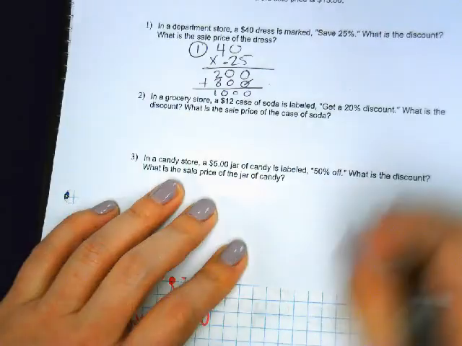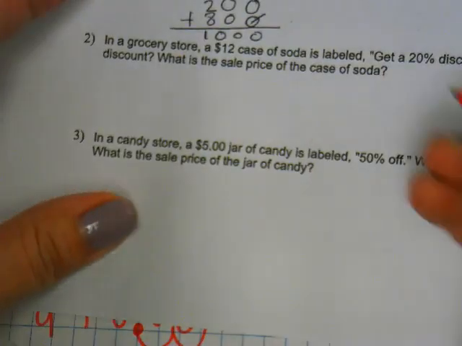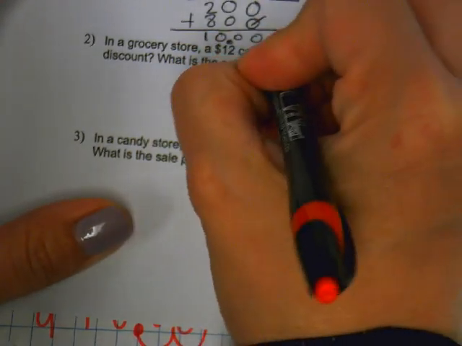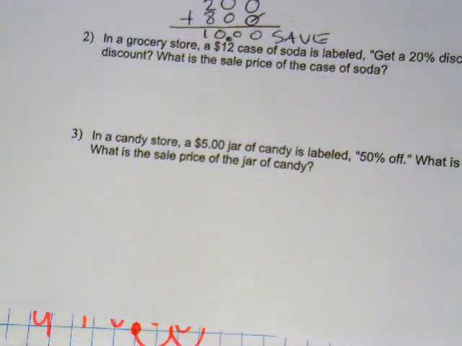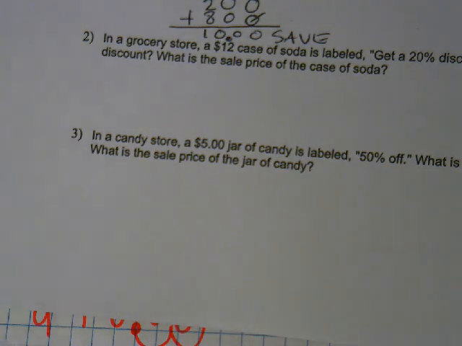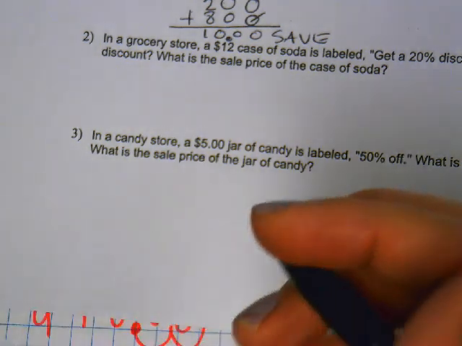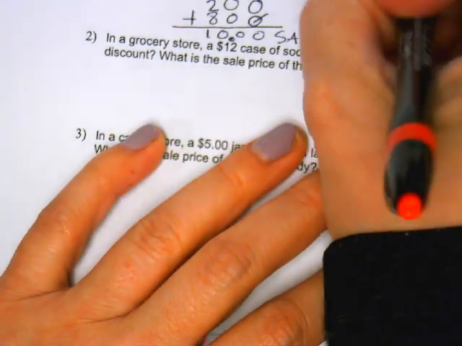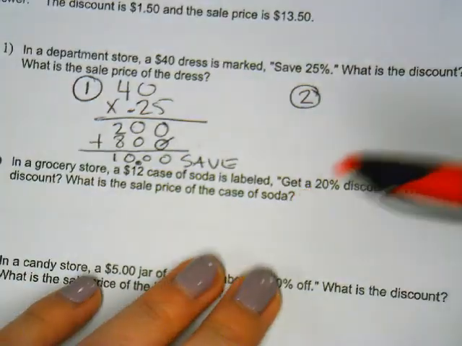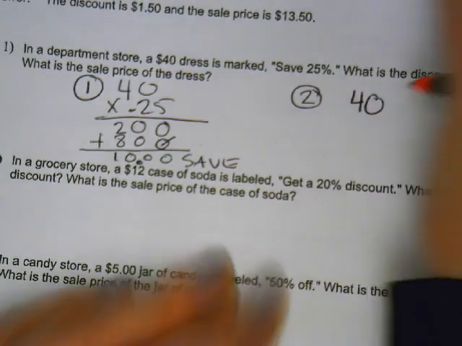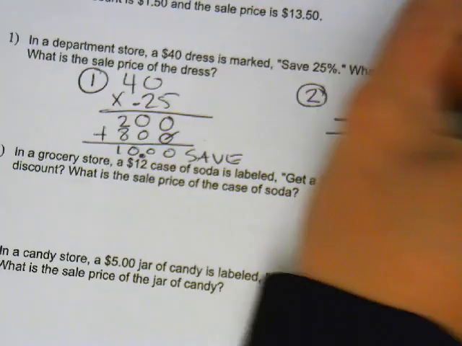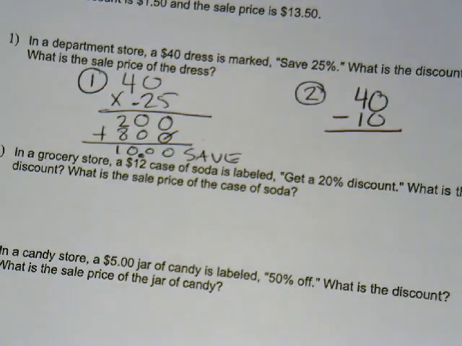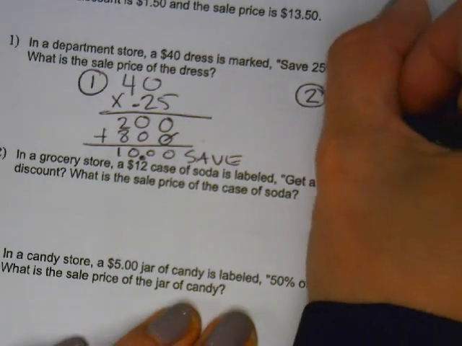How many times do I move my decimal? 2. So how much do I save? $10. So I'm saving $10. When you multiply and you get 10, good job, you know how to multiply. If you're not getting 10, let me help you figure out how to multiply. Good. Number 2, what's our second step? We're taking the price of $40 and subtracting 10. What's 40 minus 10? 30. This would be my new price.